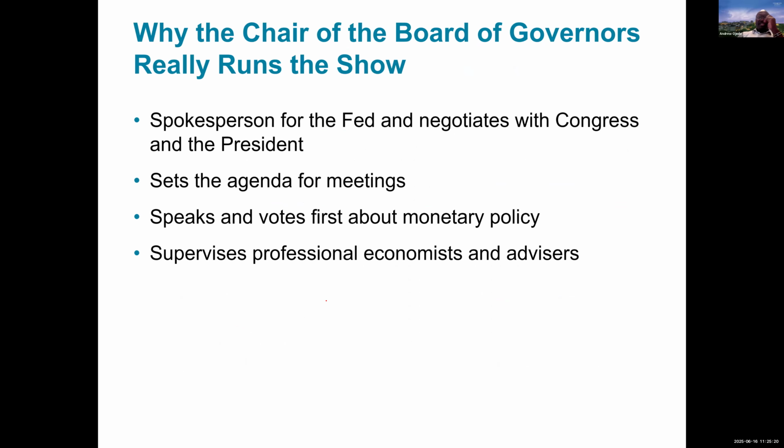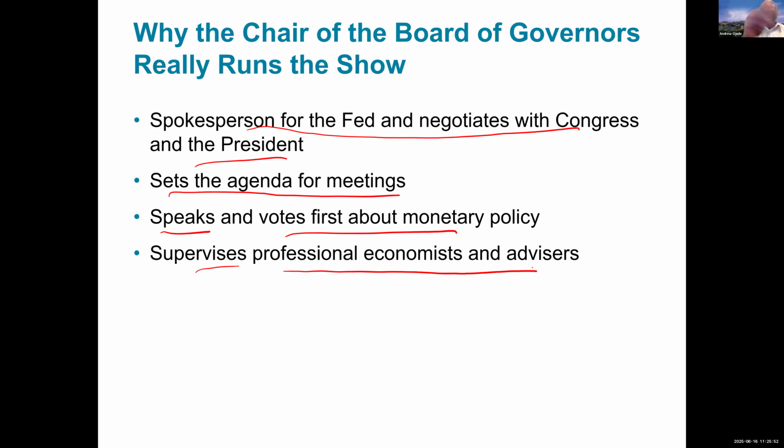Okay. So let's talk about why the chair of the Federal Reserve runs the show. Who is the most important person who leads the Fed? The chair is a spokesperson for the Federal Reserve and negotiates with Congress and the President of the United States. When the Federal Open Market Committee is meeting, it is the chair of the Federal Reserve who sets the agenda for the meeting. And the chair speaks and votes first about monetary policy. The chair also supervises professional economists and advisors who are working at the Board of Governors of the Federal Reserve System. In Washington, D.C., there are hundreds and hundreds of economists who work at the Board of Governors of the Federal Reserve System. It's a big place.